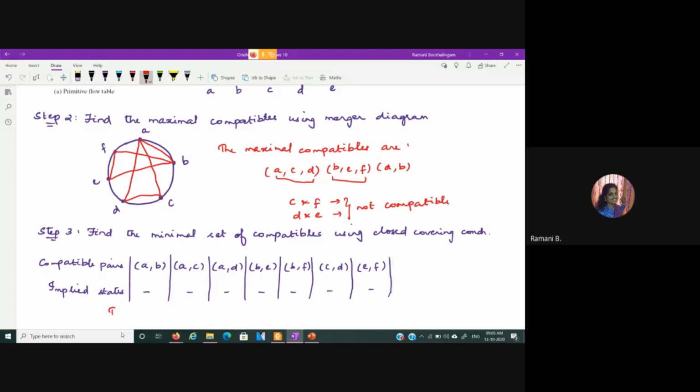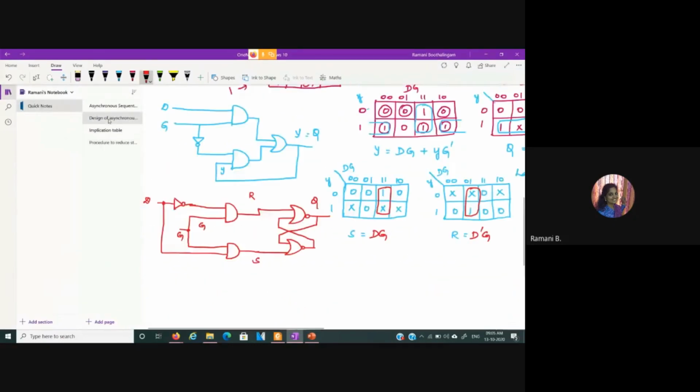So the minimal set of compatibles here is, you can combine only these three, A, C and D, and B, E, and F. Put together you can have a state A, and put together you can have a state B. Well, that is what we saw yesterday with this particular one.